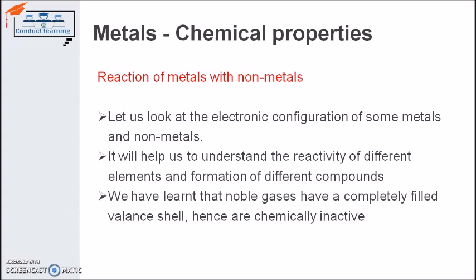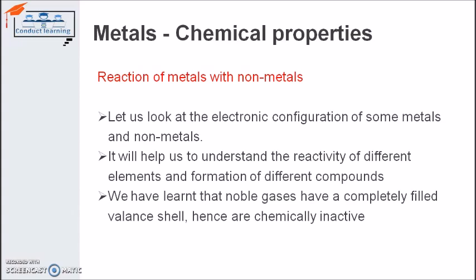The atomic number of that metal, the atomic mass of that metal, is very much required to understand this topic. The electronic configuration will help us to understand the reactivity of different elements and the formation of different compounds. Because when metals react with non-metals, they form a different compound because they form a bond. That's why I can specify here: it forms an ionic bond.